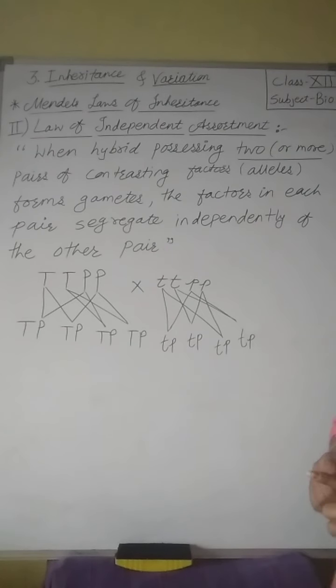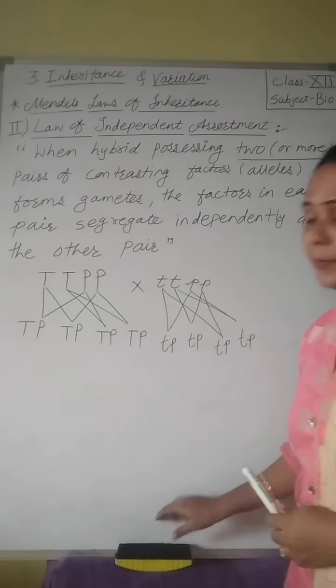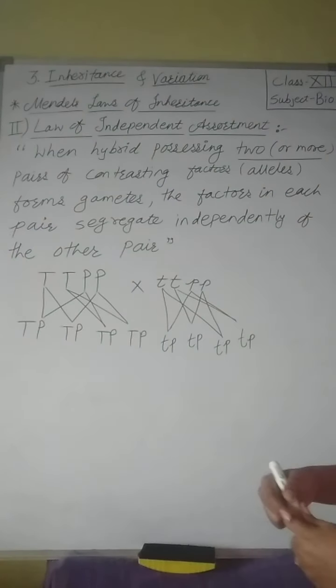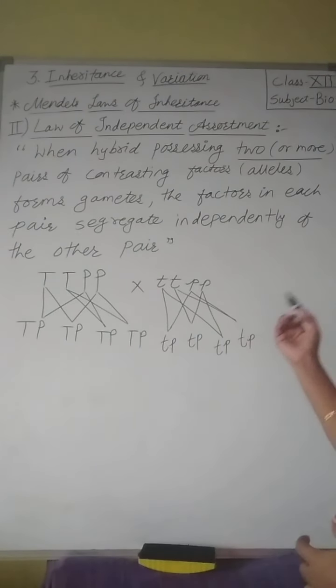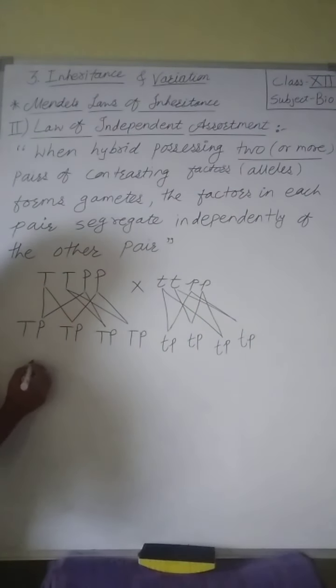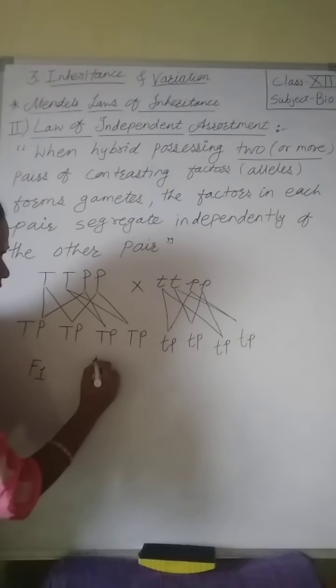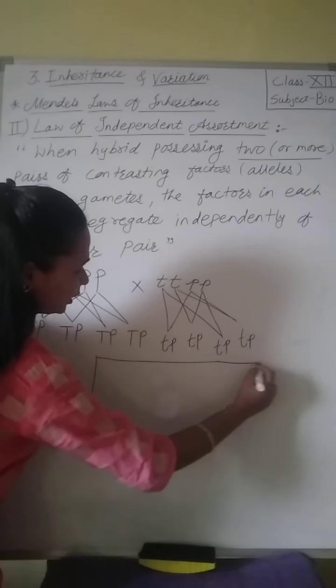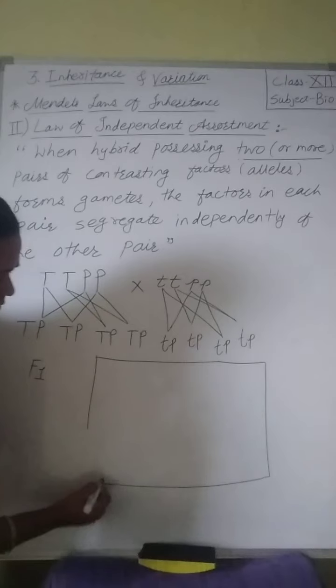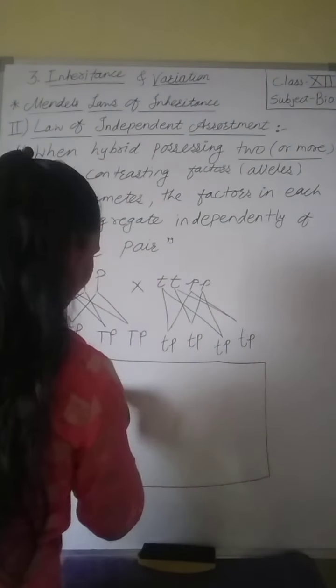Now by using these we can write down the Punnett square. By using the Punnett square we will find what we get in the F1 generation. Suppose we have made this type of Punnett square.